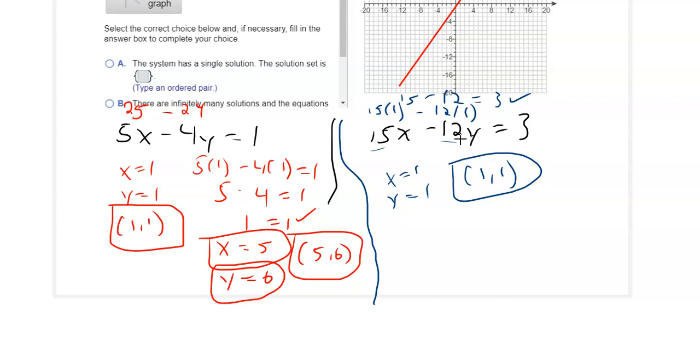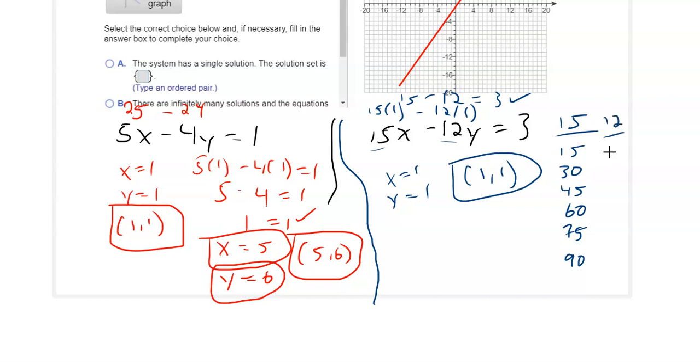Now 12 would be 12, 24, 36, 48. 45 and 48 are 3 apart, but backwards, right? That'd give me -3. So unfortunately, that doesn't work. So let's maybe make a chart here, right? 15, 30, 45. These are multiples of 15, which I can easily get here by choosing the right number for x. 60, 75, 90, right?